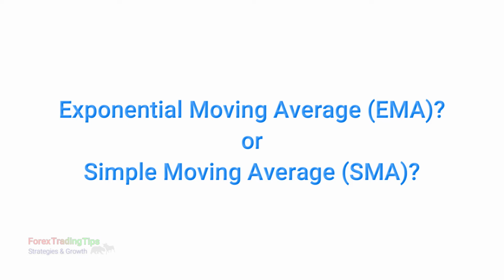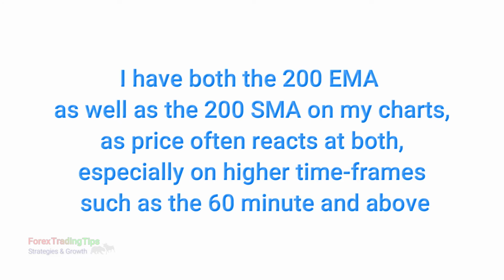So firstly, when it comes to the 200 period moving average, I like to use both the EMA as well as the SMA. So I have two 200 period moving averages on my charts. One is the EMA, one is the SMA. And the reason I do this, guys, is because oftentimes you'll get a bounce off of either one of them, and sometimes both, particularly on the higher time frames.